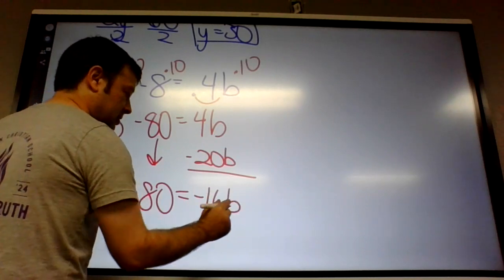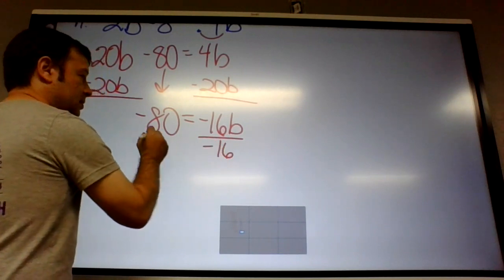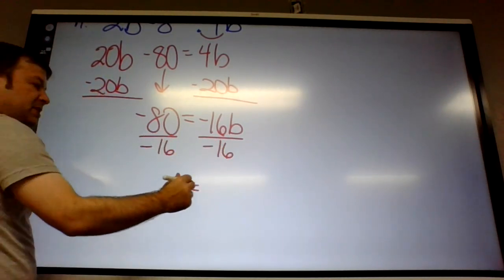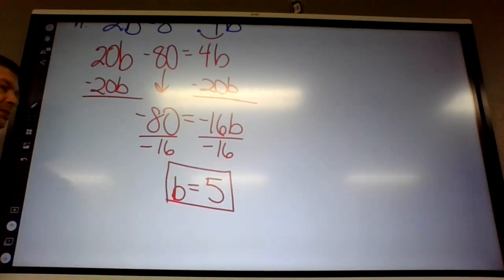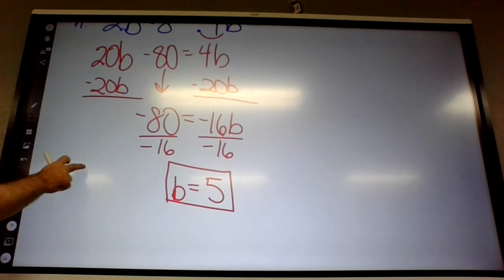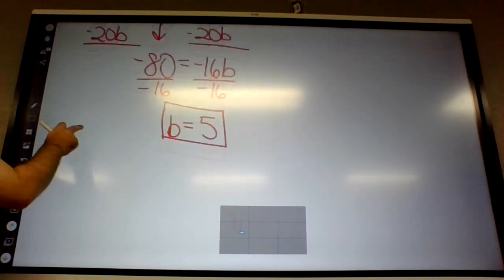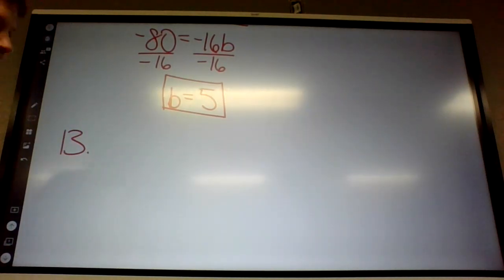And the last step? 80 divided by 16 turns out to be 5. Negative divided by negative is positive 5. Now, let's do number 13, 1.4y.